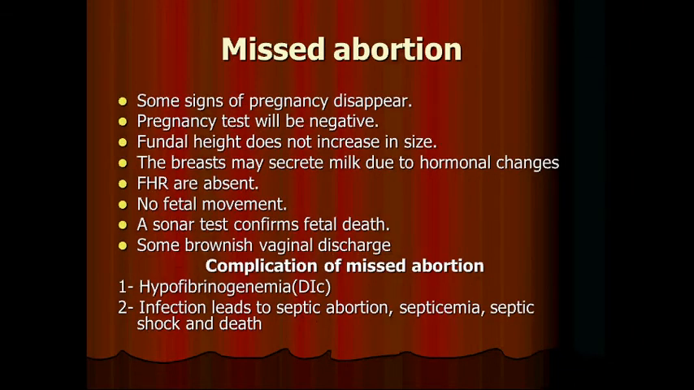Missed abortion. Some signs of pregnancy disappear. The pregnancy test will be negative. Fundal height does not increase in size. The breasts may secrete milk due to hormonal changes. FHR is absent. No fetal movement. A sonar test confirms fetal death. Some brownish vaginal discharge. Complications of missed abortion: 1. Hypofibrinogenemia. 2. Infection leads to septic abortion, septicemia, septic shock and death.